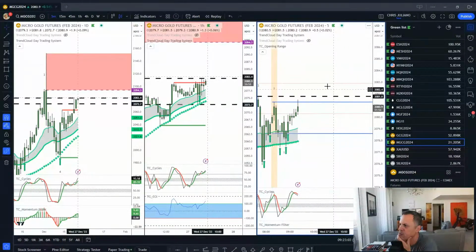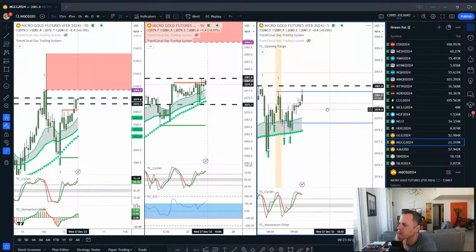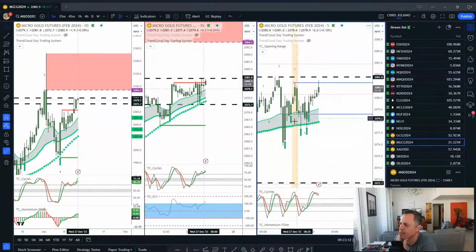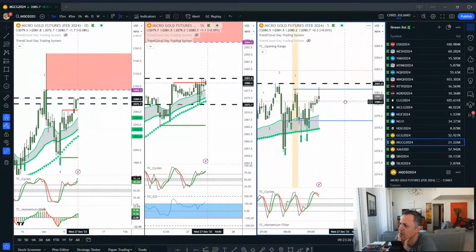We are going to run into some resistance here. So what do? Well, you can take a small chance on this stuff here. We do have a signal, right? We have multiple signals here to the upside, but it didn't really do anything, did it?